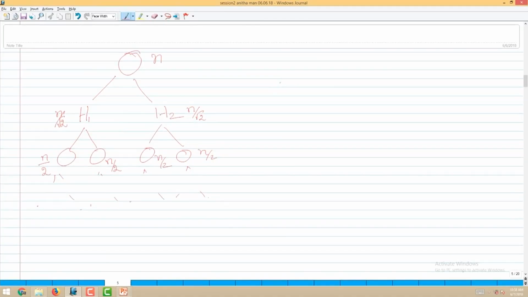Now, it is divided by root 2. So, what will be the height of the computation tree? Log n to the base root 2. This is equal to 2 times log n. So, the height of the computation tree is 2 times log n, which is order of log n.